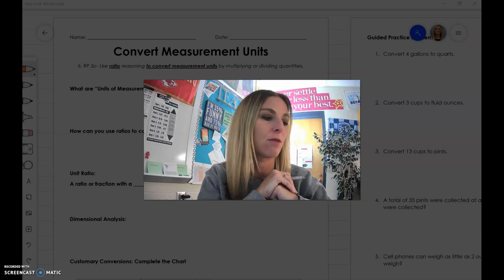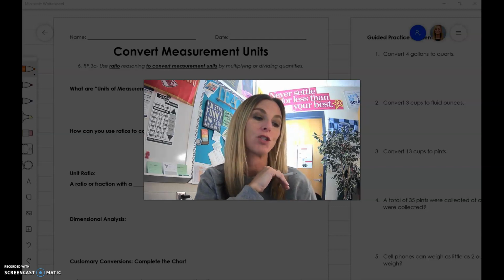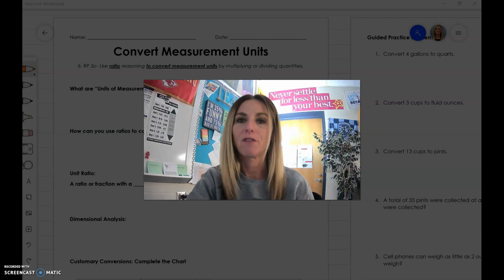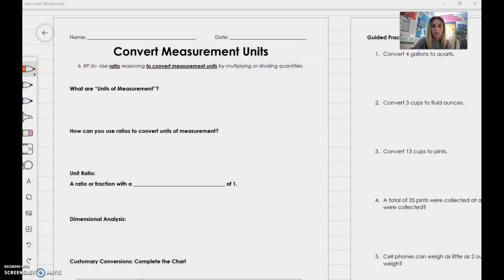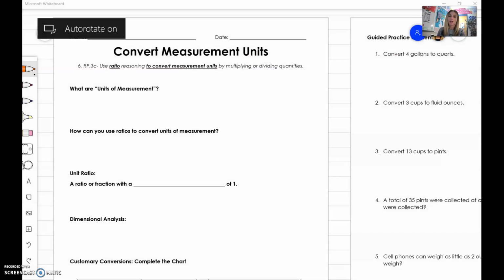So you need to get out your converting measurement unit packets, or like the multiplying fractions, dividing fractions, the notes pages, and get it open while I get my device ready to go. Your paper should look just like mine. You should have your pencil ready, and here we go.